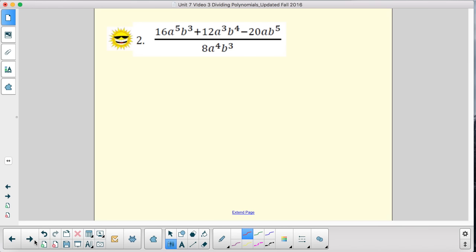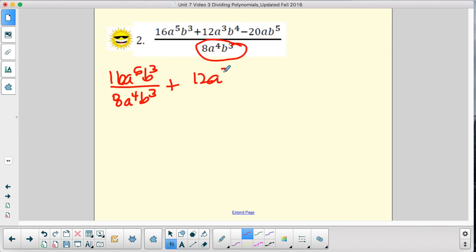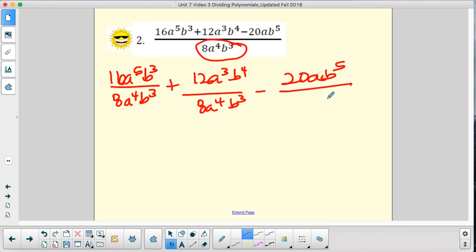If I go ahead and look at number 2, I know it's a monomial because there's only one piece, so I take each term in the numerator and divide it out. So we have 16 a to the 5th b to the 3rd divided by 8 a to the 4th b to the 3rd, plus 12 a to the 3rd b to the 4th all over 8 a to the 4th b to the 3rd, minus 20a b to the 5th all over 8 a to the 4th b to the 3rd. Then I just need to simplify.